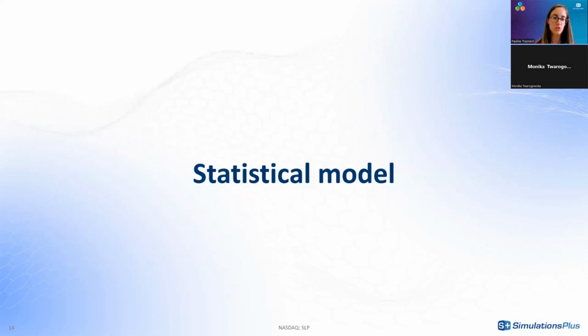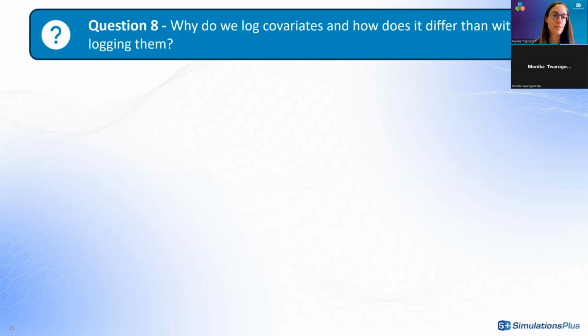Then we have a few questions on the statistical model. So the first is, why do we log covariates and how does it differ than without logging them? So indeed, when we show demos of PK or PK-PD models, we usually log transform the continuous covariates before using them to add covariates effect in the statistical model.